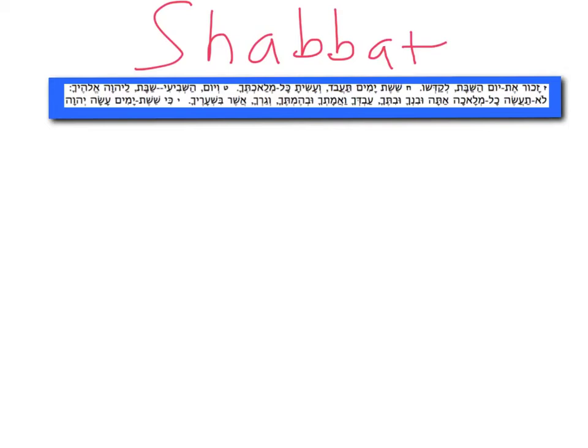Let's read together. So it starts off, Zachor et Yom HaShabbat lekadsho. Remember Shabbos in order to keep it holy. So what's the one word we have there that commands us? That's right, the word Zachor, which means to remember. We'll say to remember. It's the best definition right now. Okay, so that's our first commandment about Shabbat.